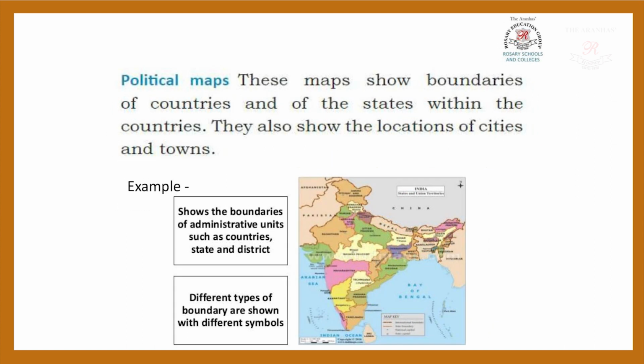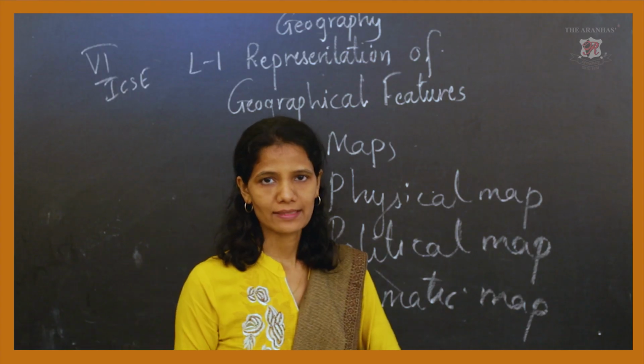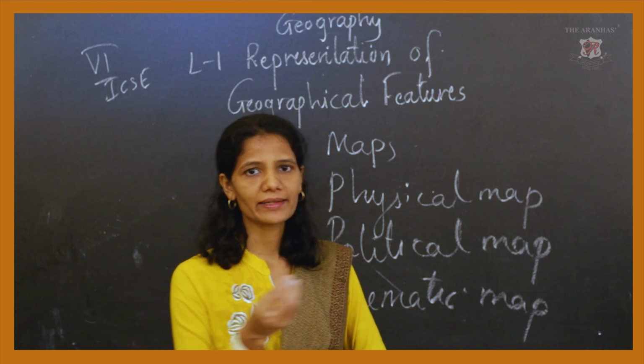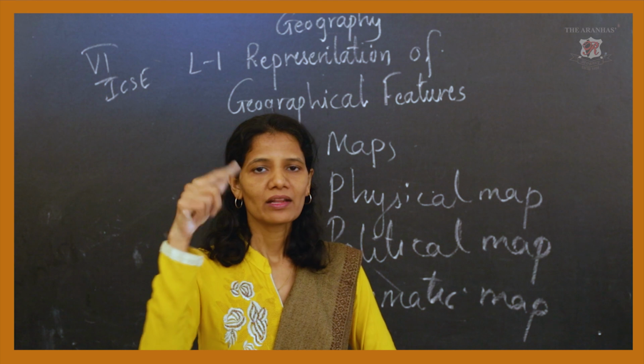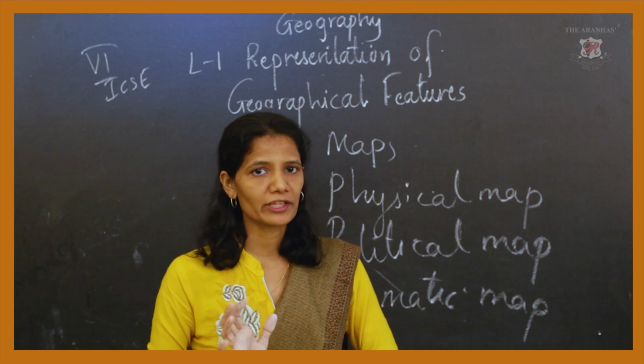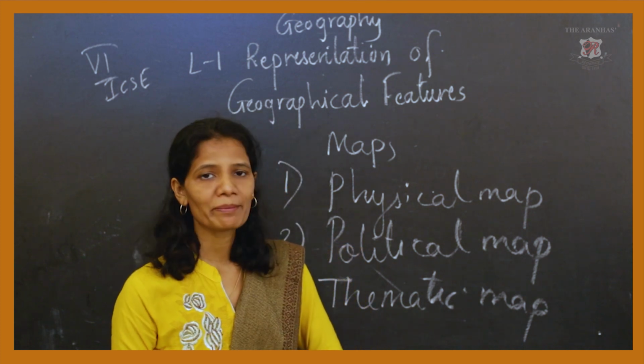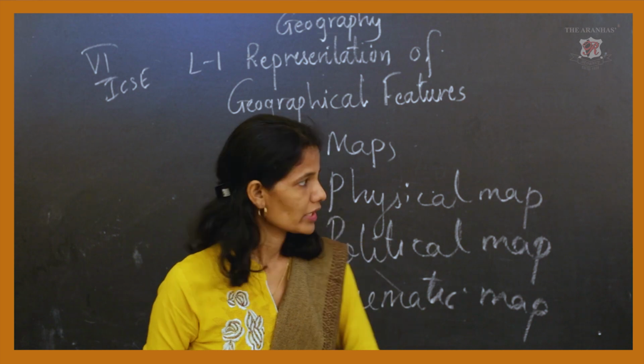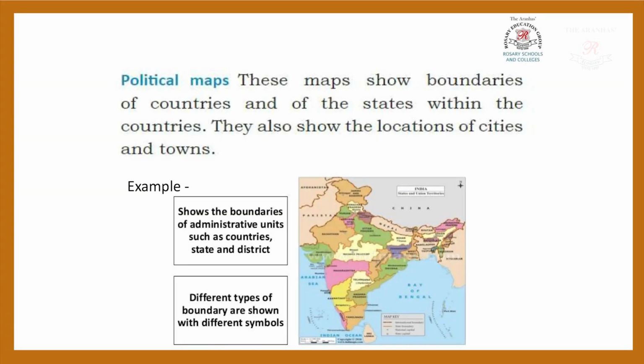Next is a political map. These maps show boundaries of countries and of the states within the countries. They also show the locations of cities and towns. So a political map shows all the political places. For example, if I want to study about a country, I can take the political map of the country, where the marking will be there accordingly, and I will be immediately able to identify which particular country is located where. If I take an India map, the different states also will be marked over there. You can see in the picture here it is an India map where different states are marked with their names and the borders are also given.